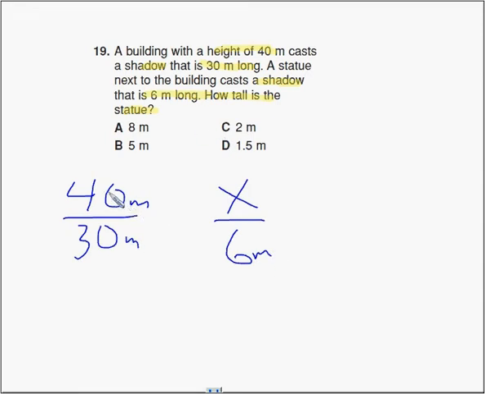So, 40-meter high building, we know it's 40 meters, casts a 30-meter shadow. How tall is a building that casts a 6-meter shadow? Okay, so these two are proportional if we can do our cross products. 40 times 6 should be equal to 30 times x. So 30x equals 40 times 6. Well, 4 times 6 is 24. 40 times 6 would be 240.